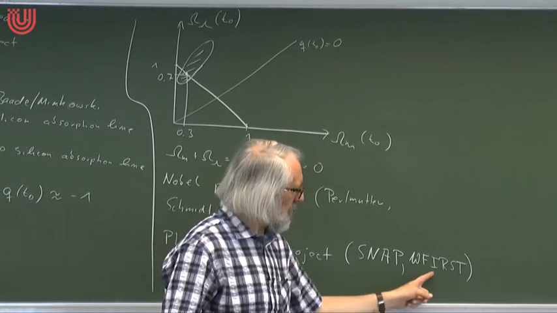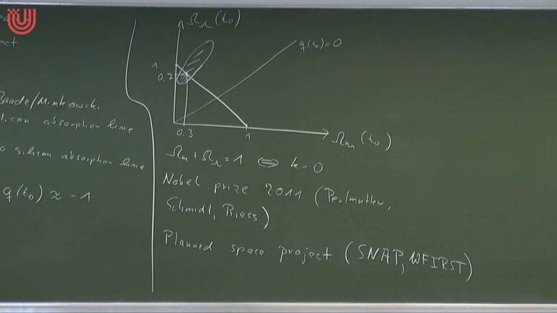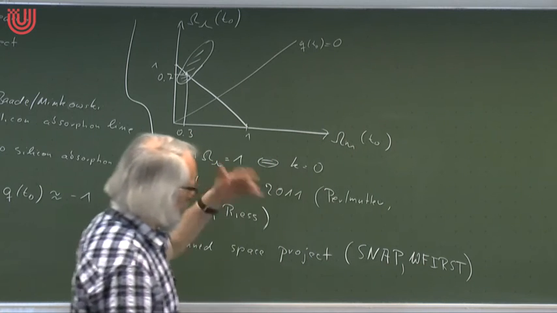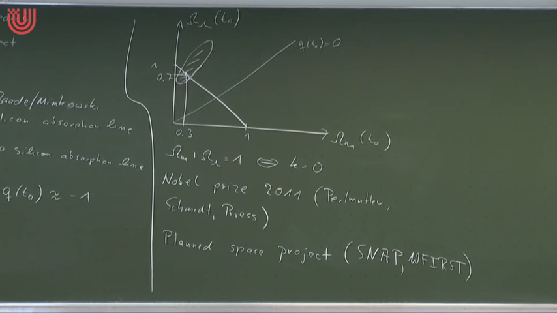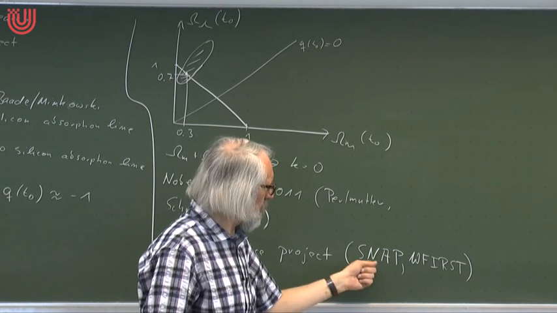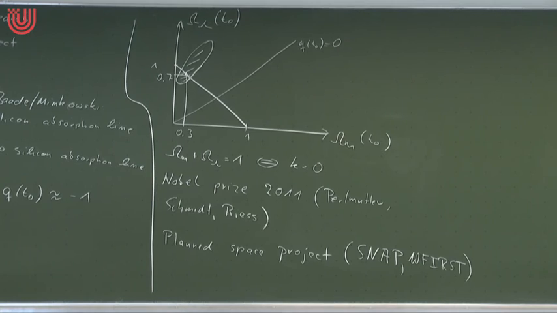This is an infrared project. It might be launched, I don't know, around 2020 or so. I think it was successful in the last round when the financial funding was discussed, so I think this will fly sometime in the future. And this will continue the observation of supernovae at cosmological distances and probably push the observations to bigger values of z.